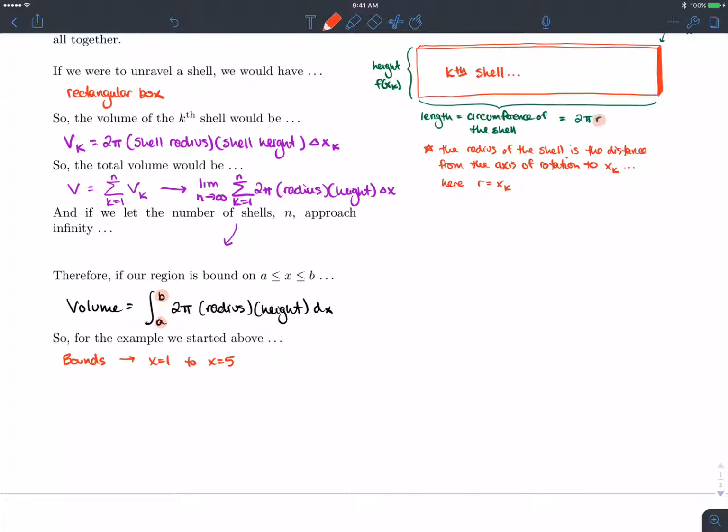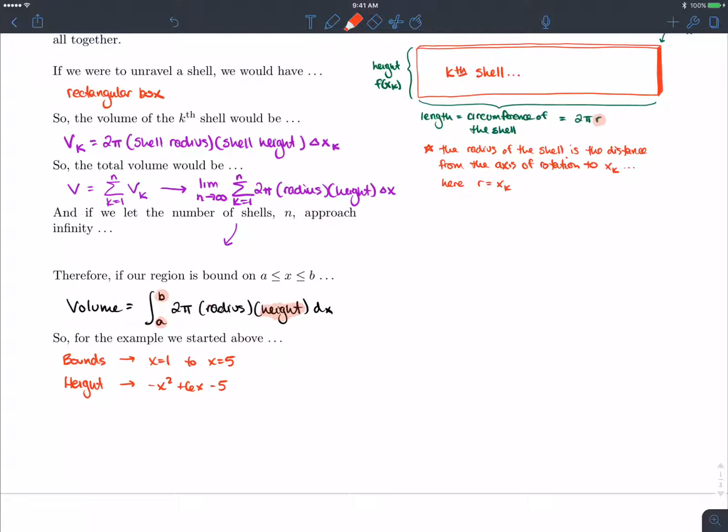We need to find the height of this shell, and in this case the height is just going to be our function, in this case negative x squared plus 6x minus 5.